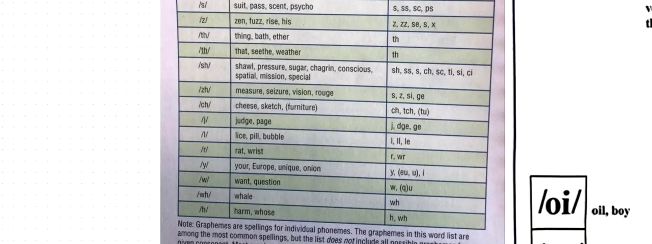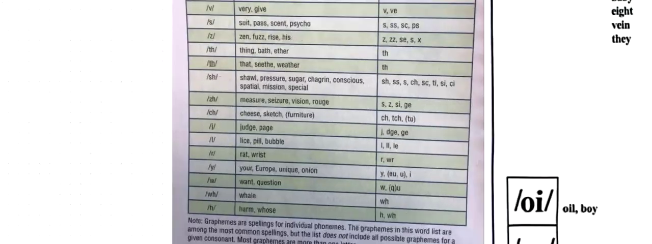Or for example, the want or question. The want is a German word, Old English, w, but this question, we spell with a Q and a U. This is a French word. So we keep this spelling so that we know that it was a French word, but now it is an English word. So that is why there are different spellings for these same sounds.